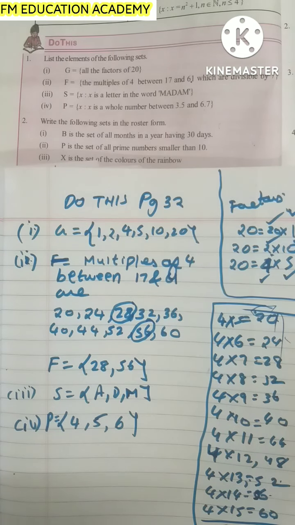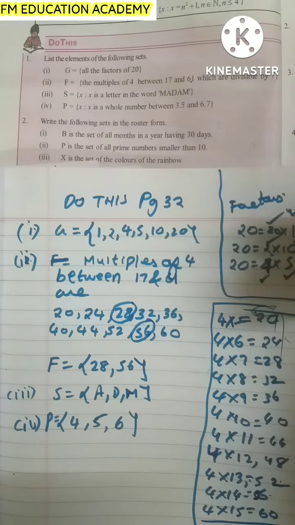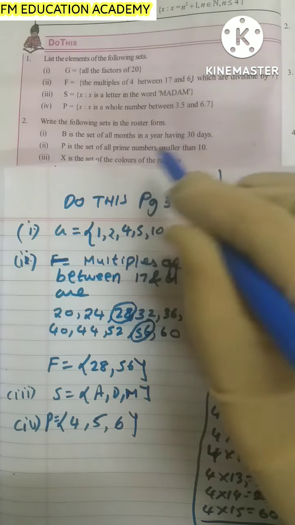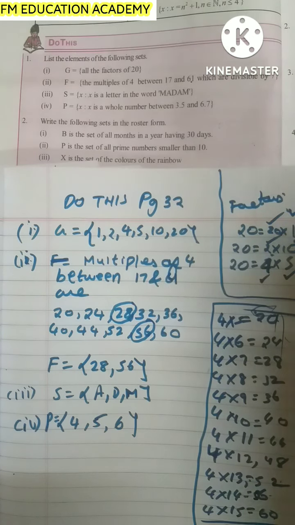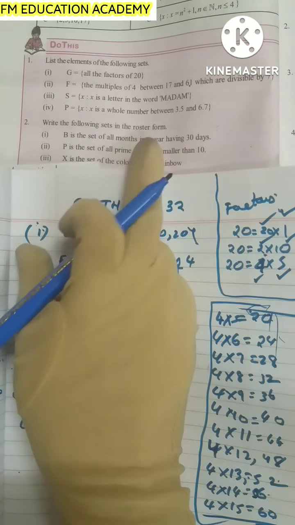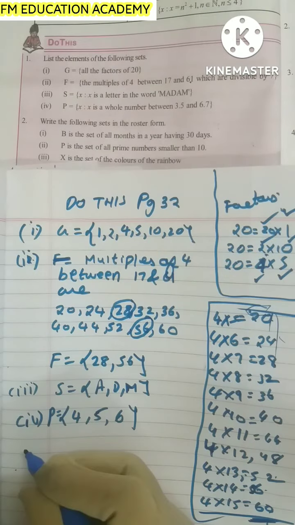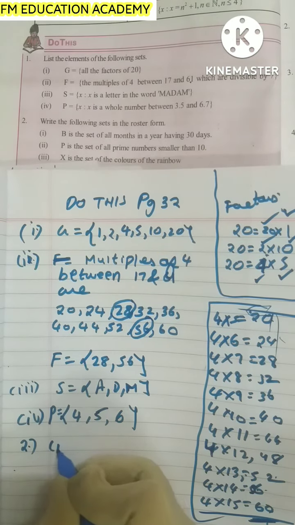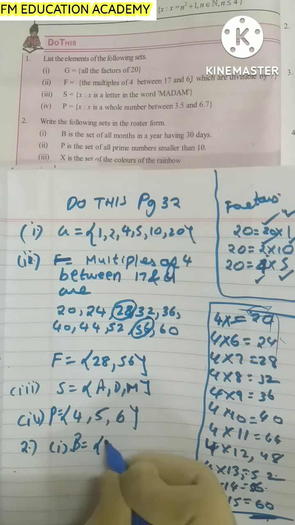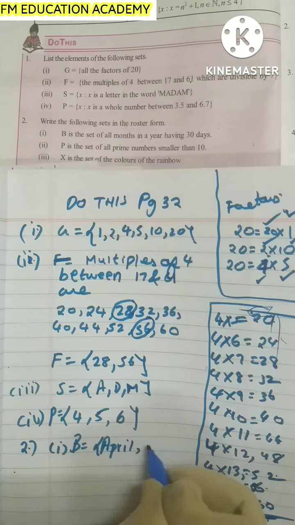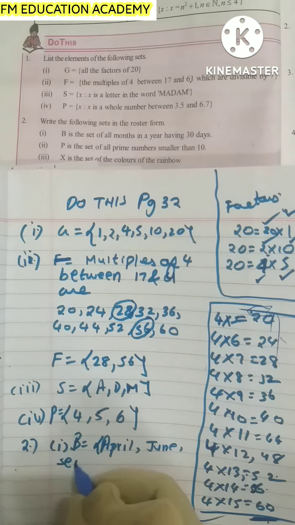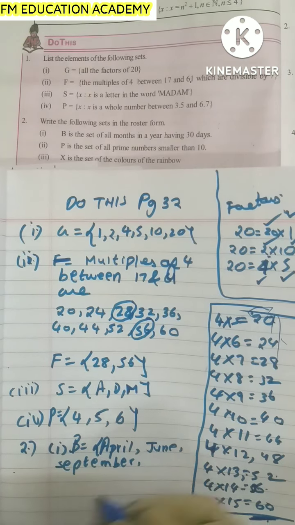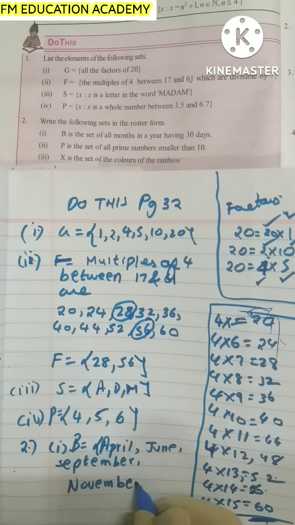Okay, so which are the months which have 30 days? April, June, September and November. They have 30 days. Other months have 31 days and February has fewer days. So that I'll write. Here it is telling B is the set, so I'll write B is equal to and open the curly bracket. So second question, first bit, B is equal to {April, June, September, November}. Okay, this is my set of months which have 30 days.